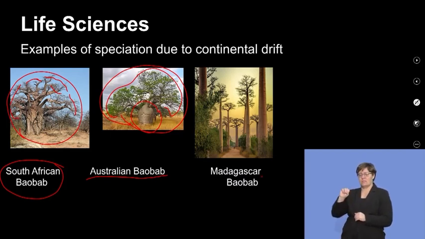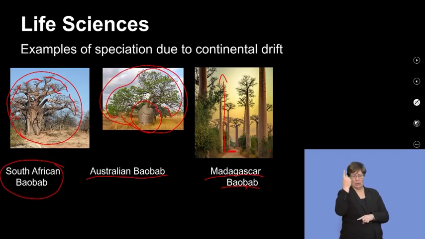Then we look over here at the third diagram, and here we can see these are also baobab trees, but they are found in Madagascar. They are very different to the others in that they grow extremely tall. Over here you can see there are people walking, so these trees become very, very big. And they look quite different.